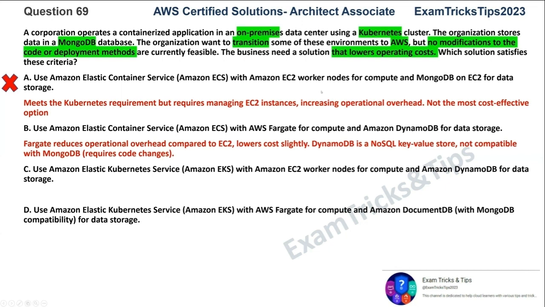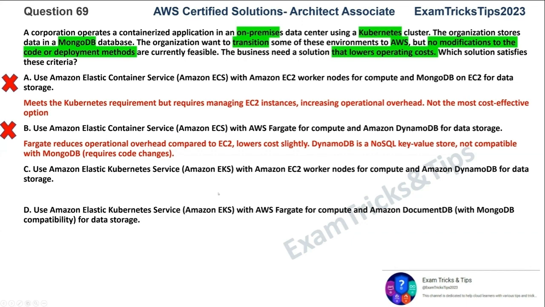Then we have option C. In fact, that's the worst of option A and option B. They're using EC2 worker nodes, which needs management of EC2 instances, and also using DynamoDB, which is the wrong choice of database from option B.